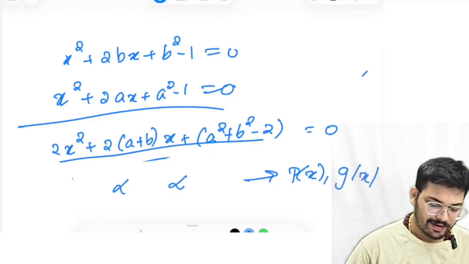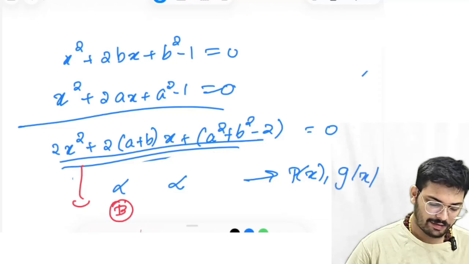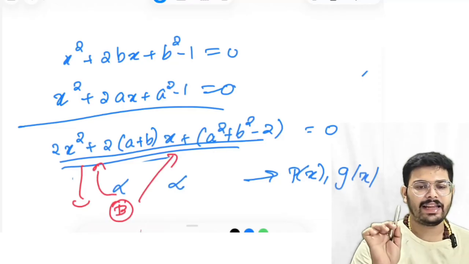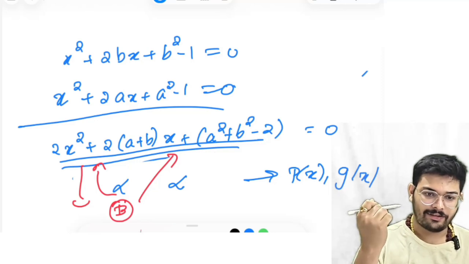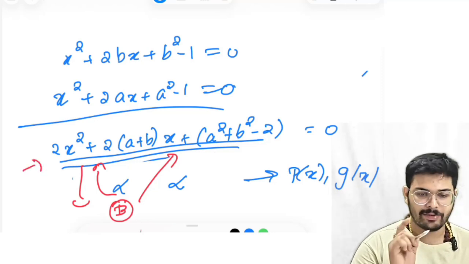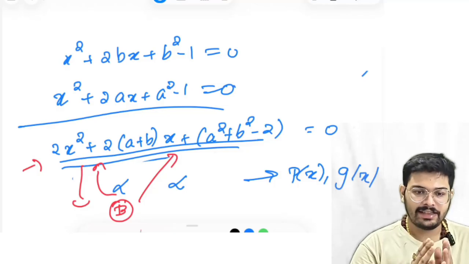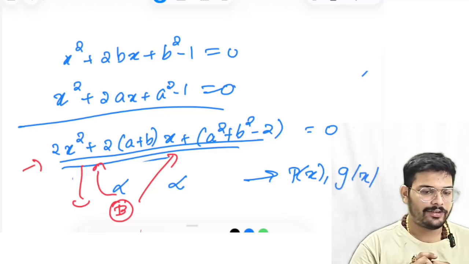Now, if this has one more value, that is beta, as the root of p of x plus g of x, then it can or cannot be the root of p of x and g of x, which means it can. If beta is a root of p of x plus g of x, it's not necessary that it will be the common root of p of x and g of x. That's what we did with the example.